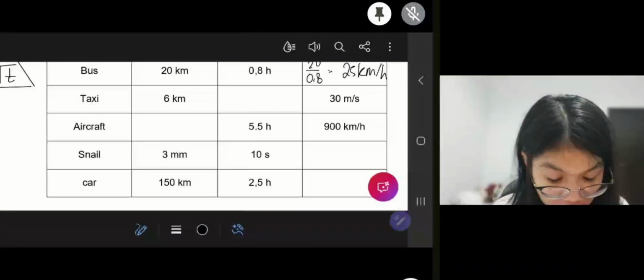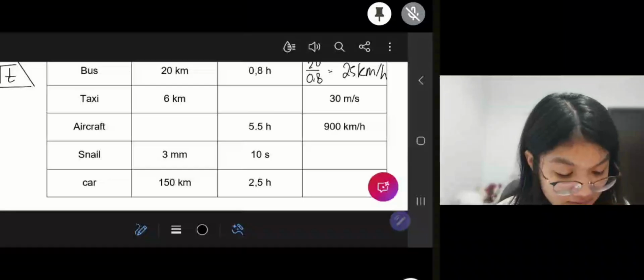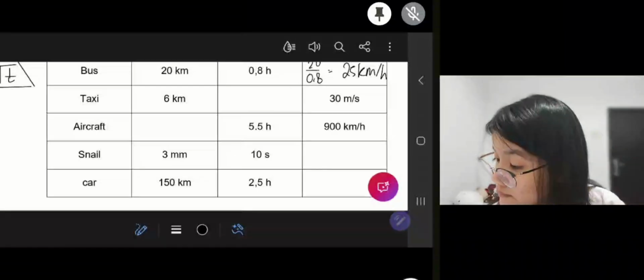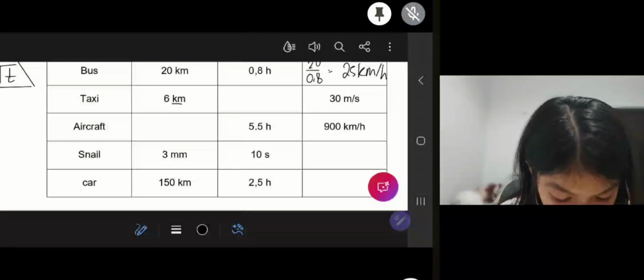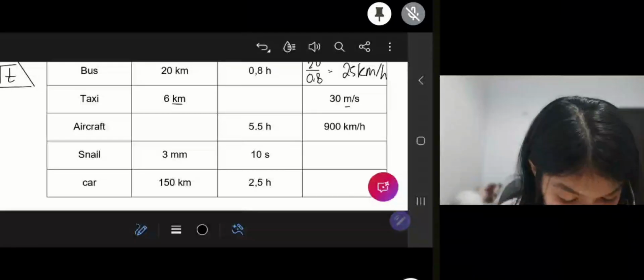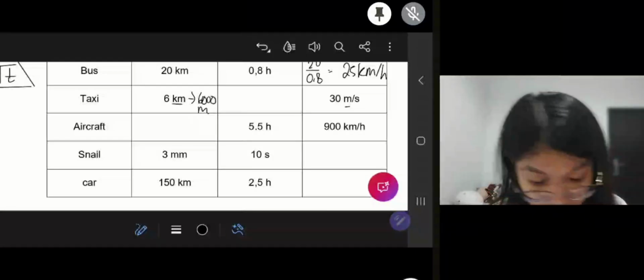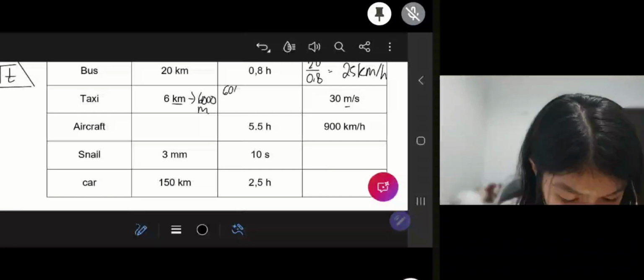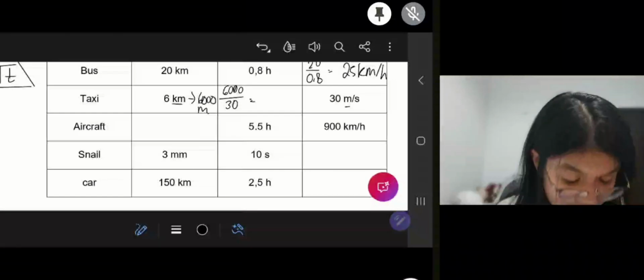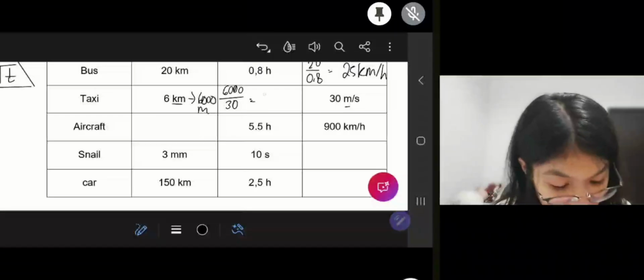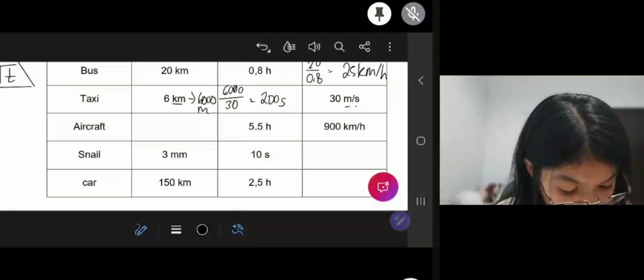Second question, we know the distance and the speed, but we don't know the time. First, we have to convert it from kilometers to meters because this is in meters. It becomes 6,000 meters. And so the time taken will be 200 seconds because of the unit.